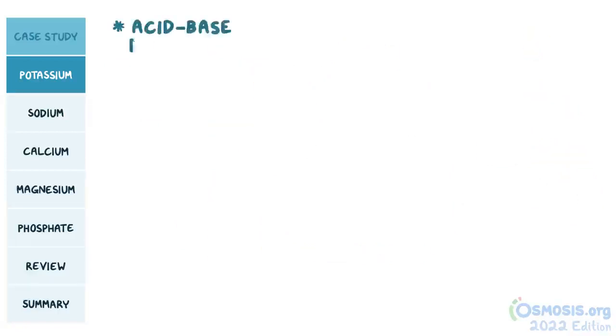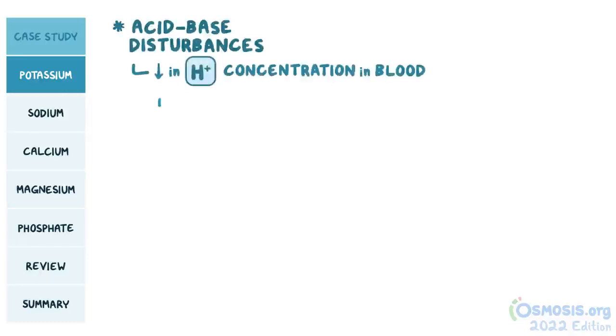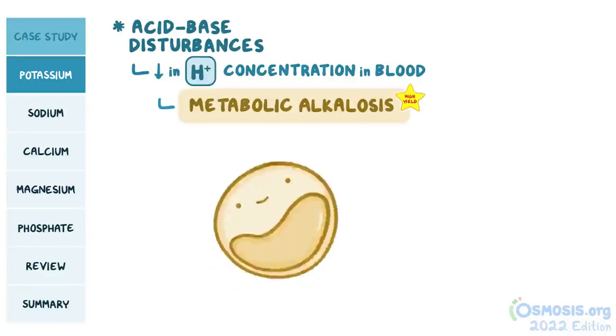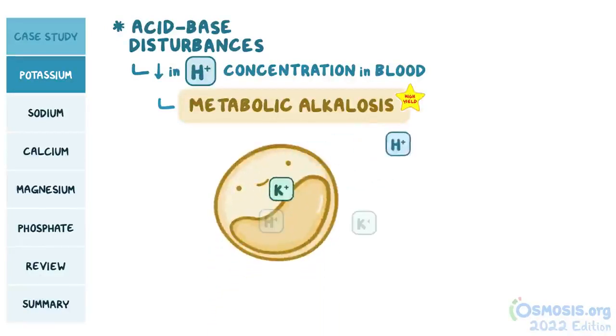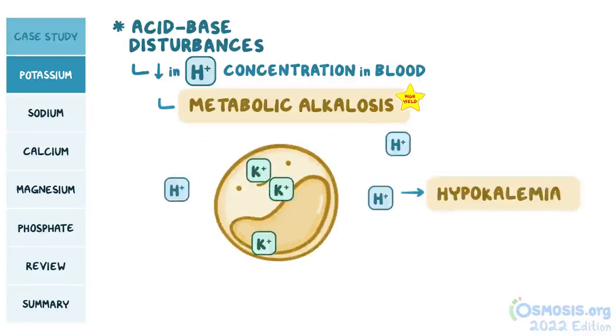Now, with acid-base disturbances, when there's a primary decrease in the hydrogen concentration in the blood, this is called metabolic alkalosis. As a coping mechanism, hydrogen must leave the cells in exchange for potassium. More potassium gets inside the cells, and this leads to hypokalemia.